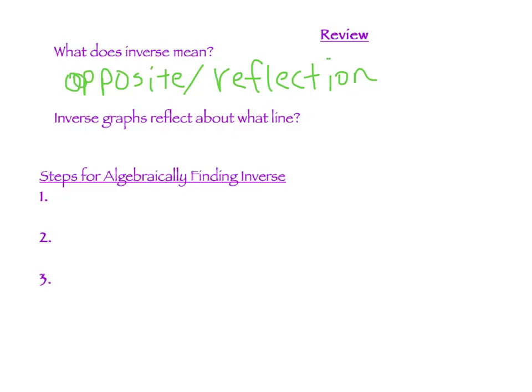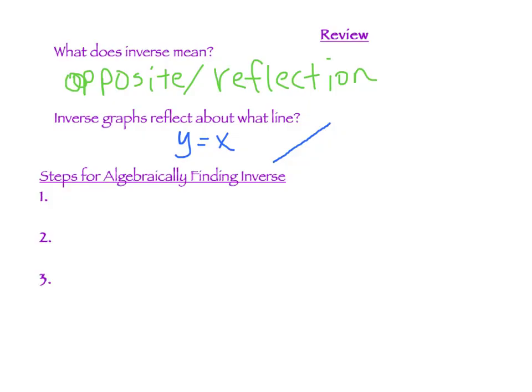So what is the equation of the line that your inverse graphs reflect over? Well, it's y equals x. Remember, this is the parent linear function, and it is a diagonal line that goes through the origin of your coordinate grid. Now let's go over the steps for finding the inverse of an equation algebraically.